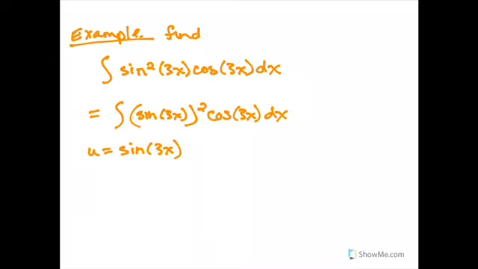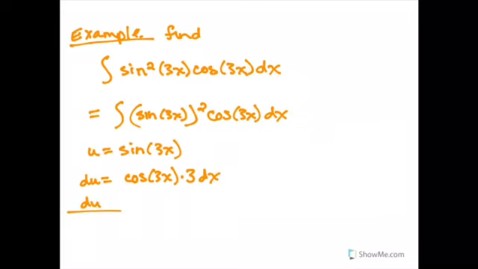Now, sine of 3x is still a chain rule. My du, derivative of sine of something, will give me cosine of that same something, but times the derivative of that inside function. So if I solve for my dx, I'm going to get du over 3 cosine of 3x is my dx.